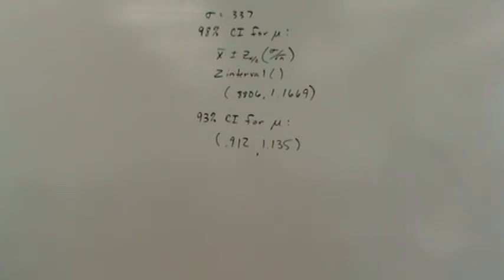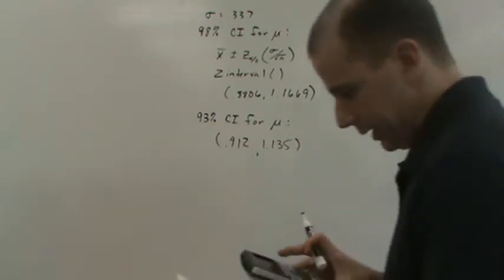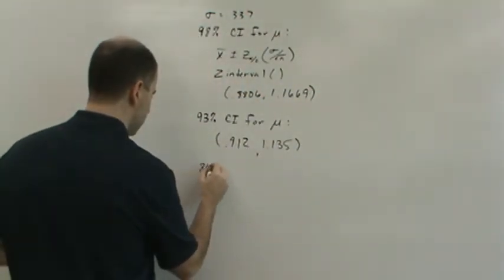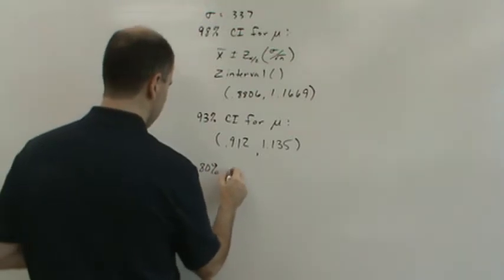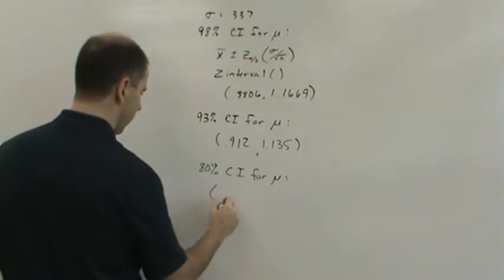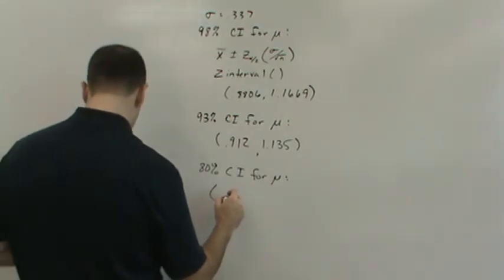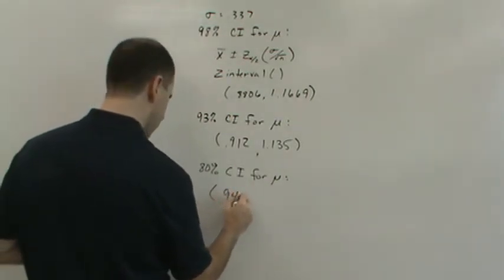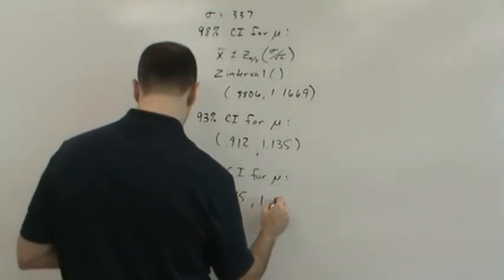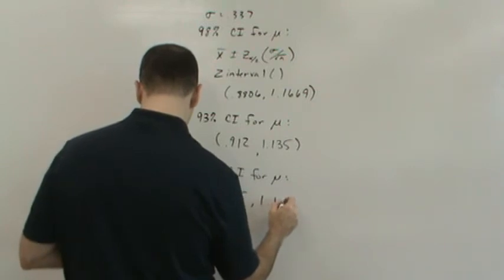Or let's do an 80. Well, not an 80. Let's do 0.8 for the confidence interval. And now we get 0.945. So for an 80% confidence interval from you, we get what? We get 0.945 to 1.103.